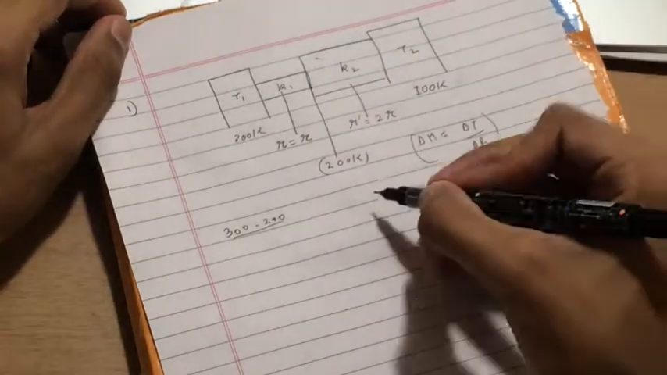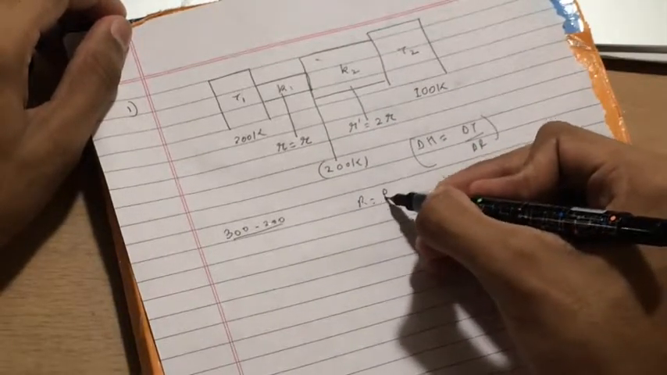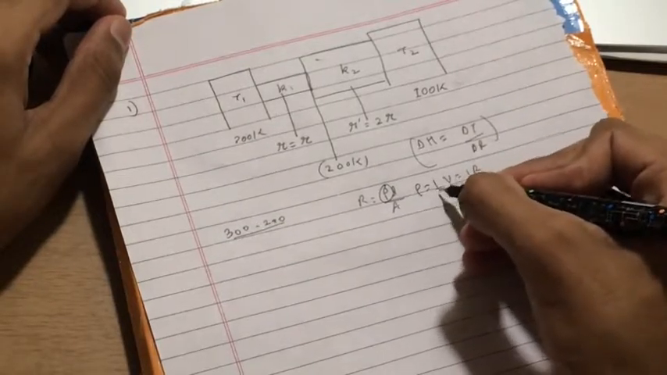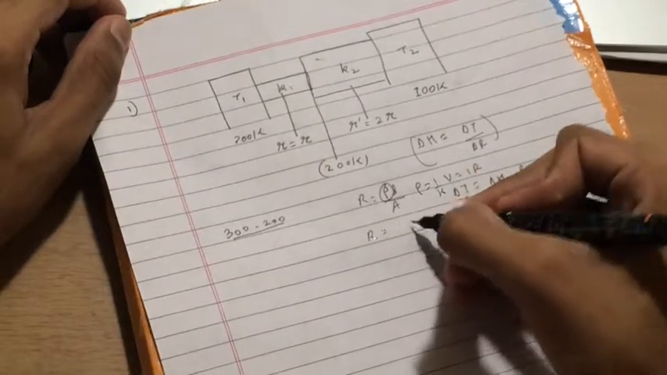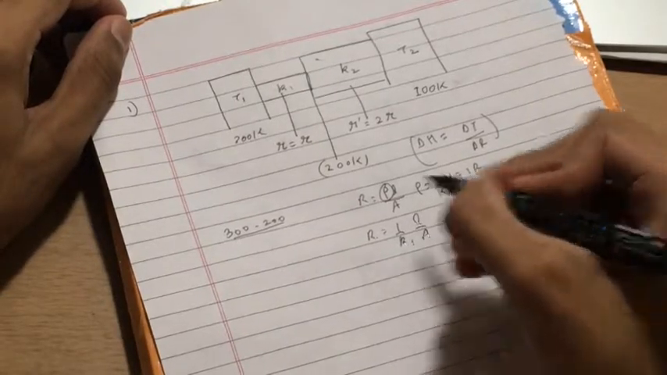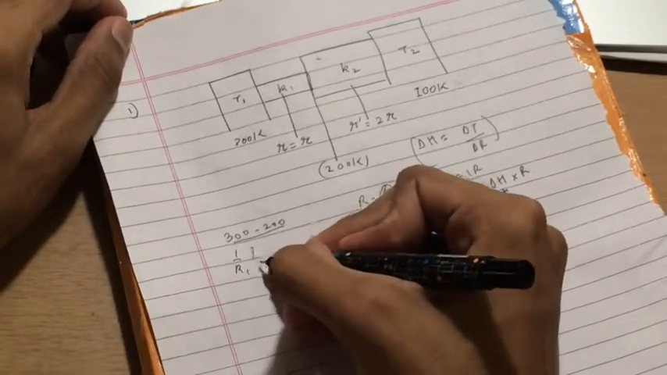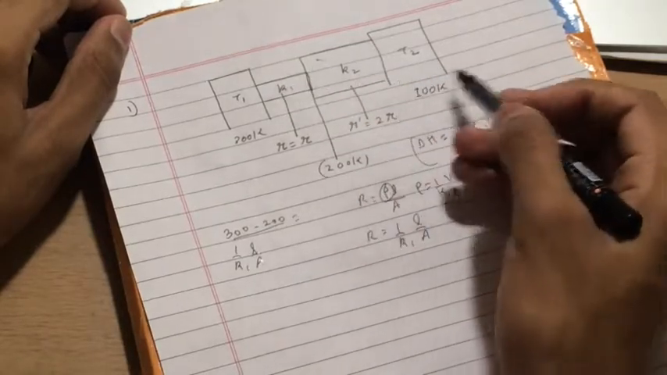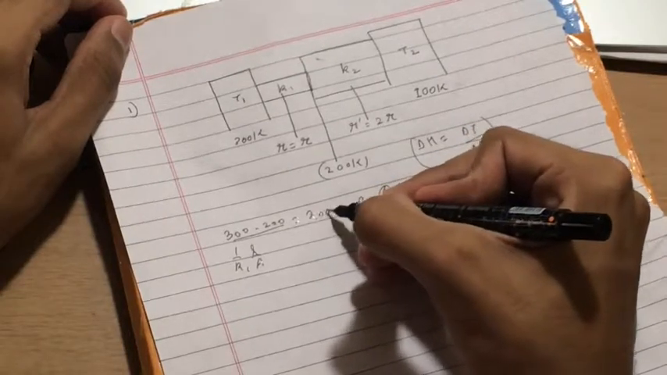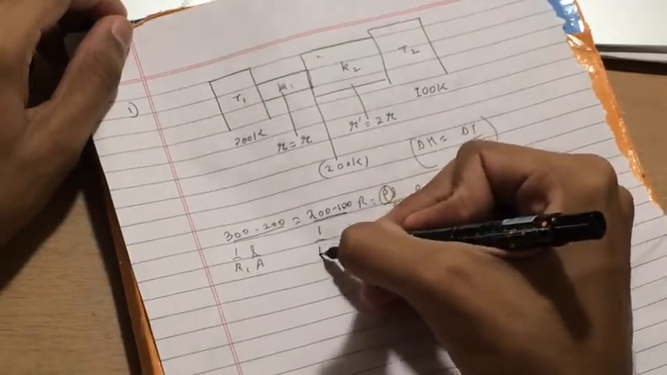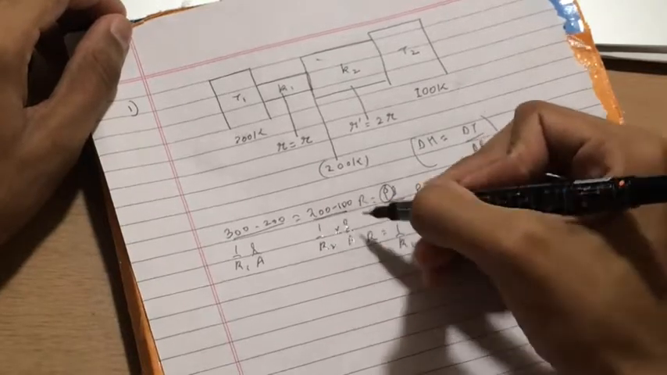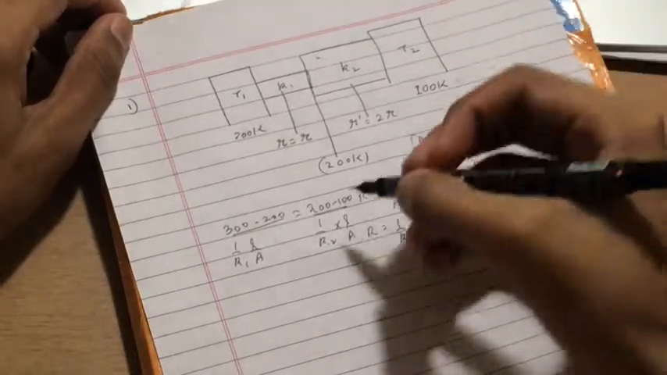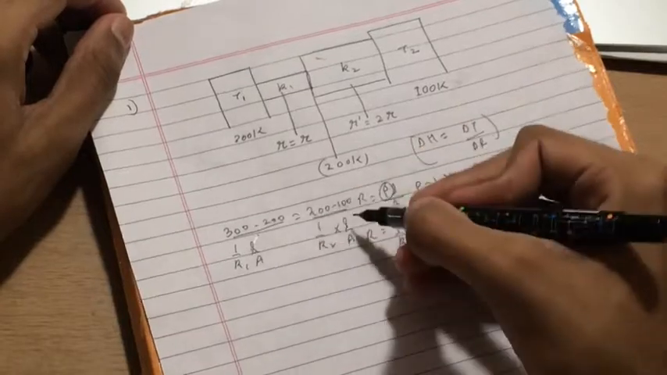We've been given conductivity, and we know that resistance is resistivity times L by A, and resistivity is equal to the inverse of conductivity, so resistance is 1 by K1 times L by A. The heat current will be the same because K1 and K2 are in series, and we'll write the heat current in this case, which will be 200 minus 100 divided by 1 by K2 times L by A, where L is the length of the conductor and A is the area of cross section. We've been given that the length is the same, so we'll be cutting it off.